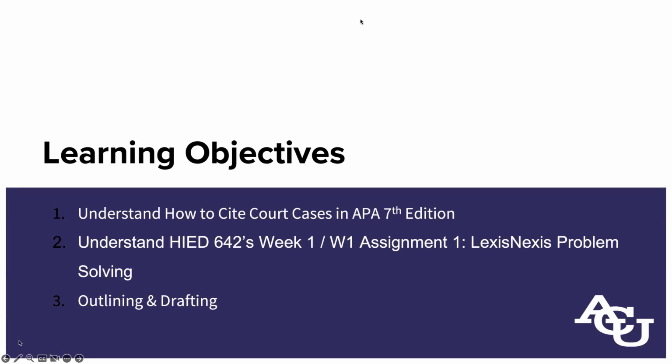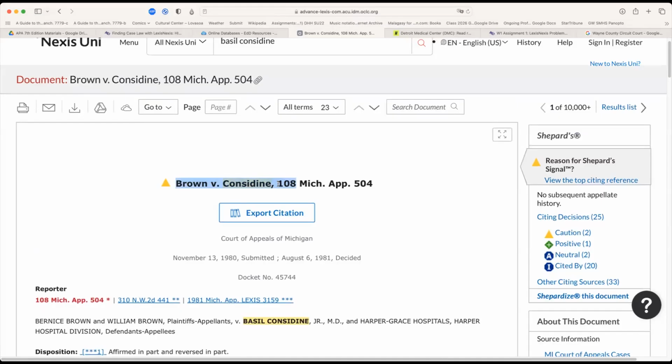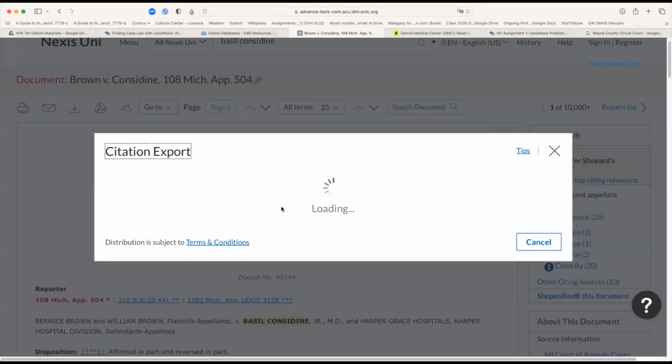So the last step here, and let's just briefly review the citations before we go further, is that we want to have the reference info: the title or name of the case, the citation where it's published or recorded, the precise jurisdiction of the court, the date of the decision, and the URL. So let's go ahead and grab that. If we are looking in our web browser, we have the record of who the parties were, and we also have this export citation button. So let's take a look at that and see what formats it will allow.